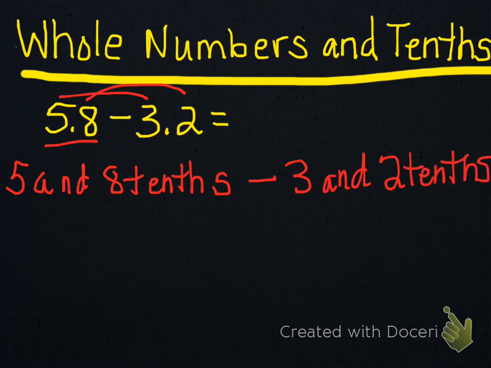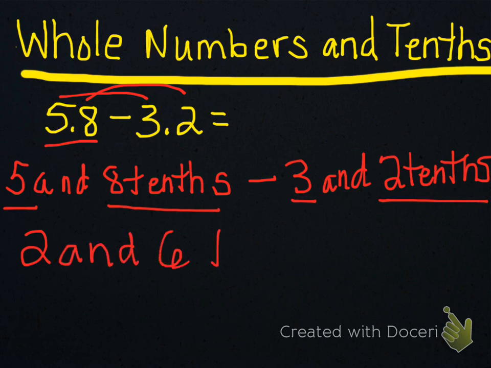Now that we've broken them up into whole numbers and tenths, again, we will just subtract the whole numbers first and then subtract the tenths. So if I subtract 5 and 3, I get 2. And if I subtract 8/10 and 2/10, I get 6/10. So my answer would be 2 and 6/10. Then I can write that as a decimal, which would be 2.6.